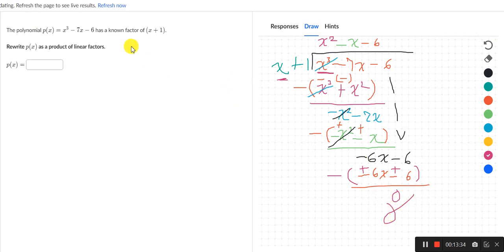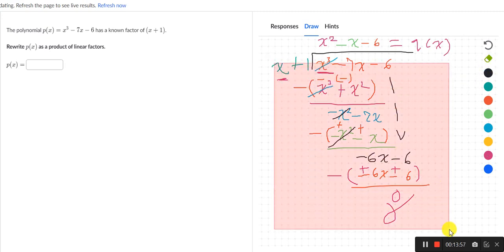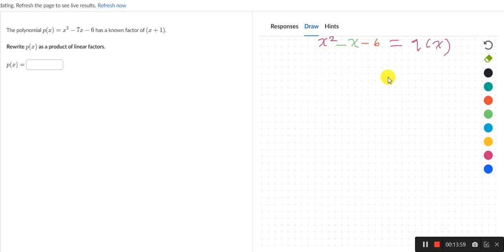So the remainder here is 0. This term is actually q of x. Okay, so q of x is this term here. We just got it. You can pause the video and check the step-by-step solution. I'm going to go ahead and erase this too. So now we have q of x, which is this.